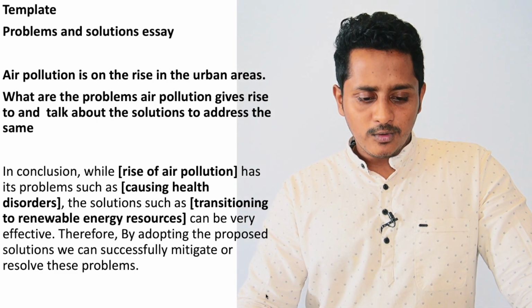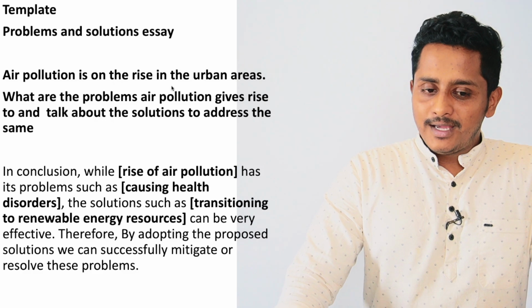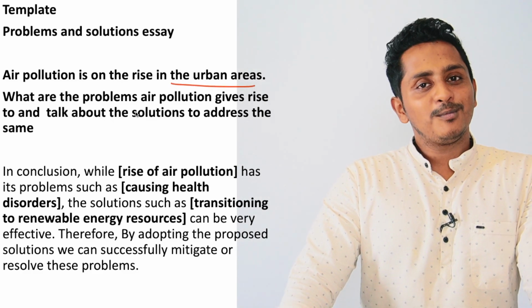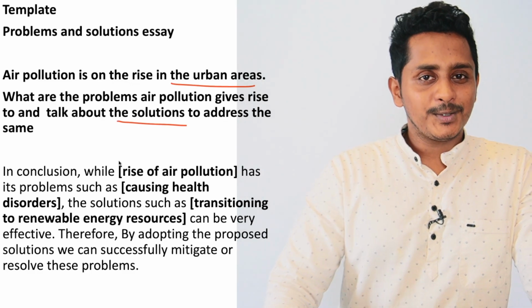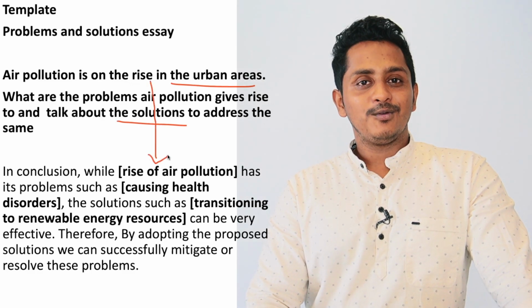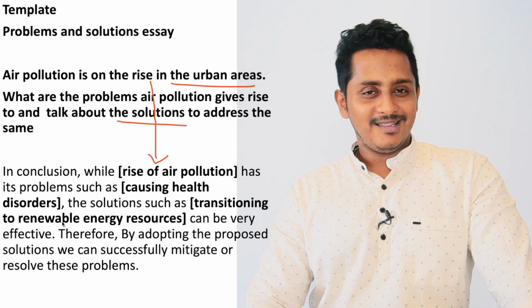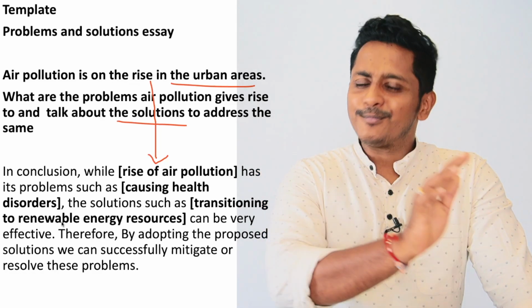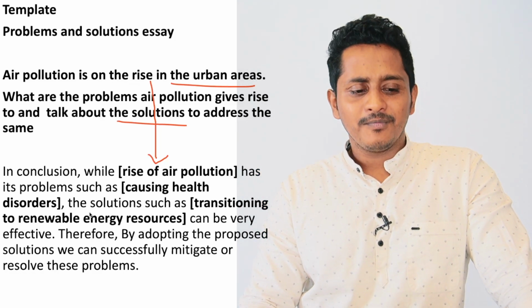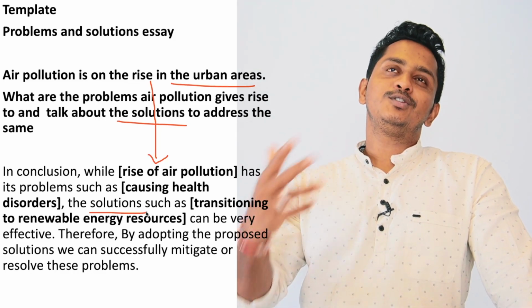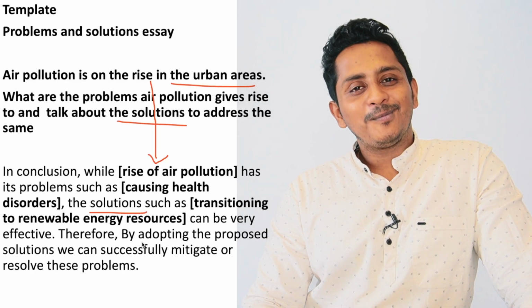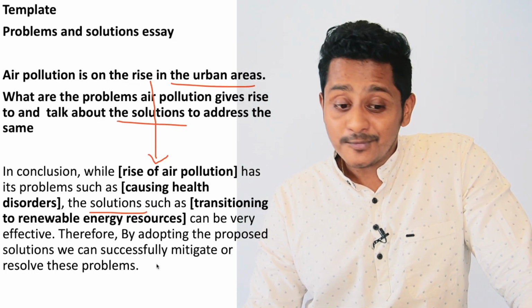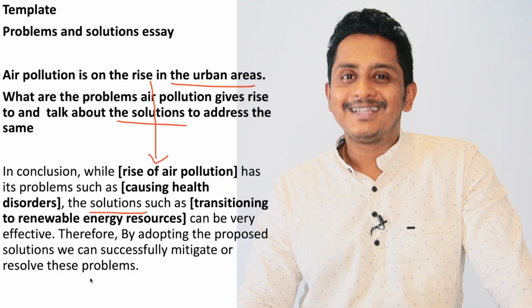Air pollution is on the rise in the urban areas. What are the problems air pollution gives rise to? And talk about the solutions. Same thing in conclusion: while the rise of air pollution has problems such as causing health disorders, or whatever you have written about in the second or third paragraph, the solutions such as transitioning to renewable energy resources can be very effective. Therefore, by adopting the proposed solutions, we can successfully mitigate or resolve the problems.